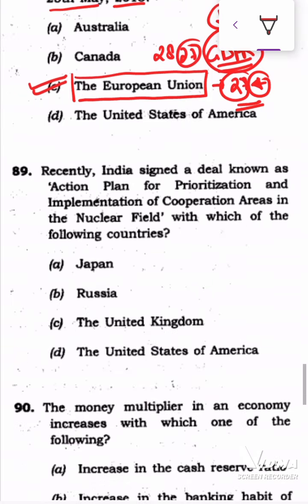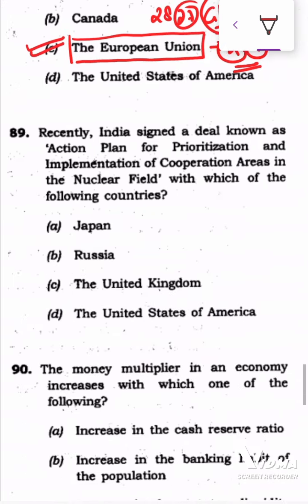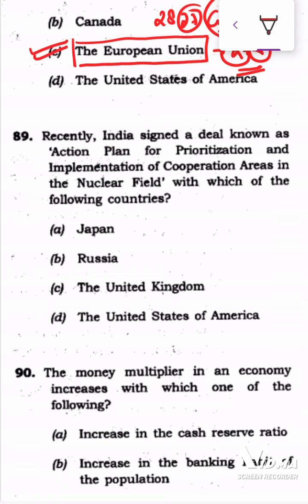Now for question number 89, recently India signed a deal known as the Action Plan for Prioritization and Implementation of Cooperation Areas in the Nuclear Field, with which of the following countries? The answer is Russia, because the then President of Russia, Vladimir Putin, visited India, and he signed with India the Action Plan for Prioritization and Implementation of the Cooperation Areas in the Nuclear Field.